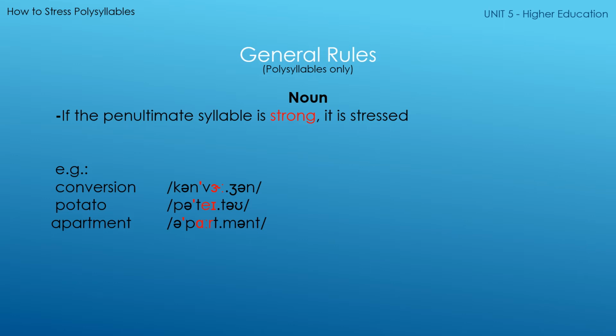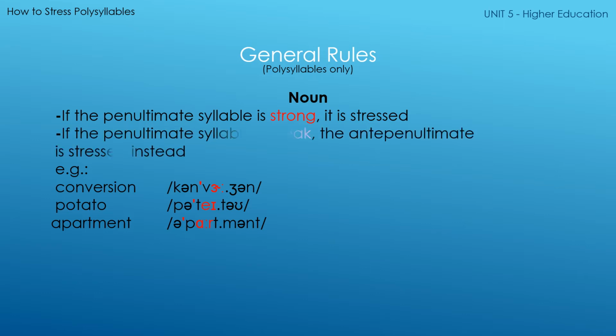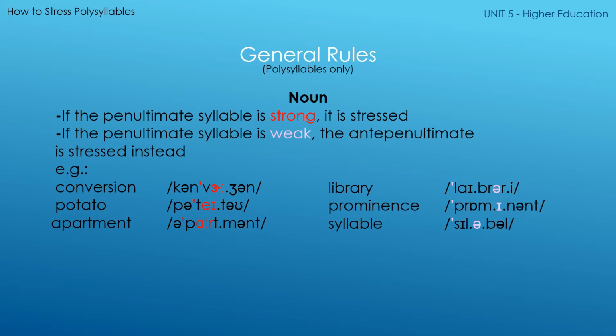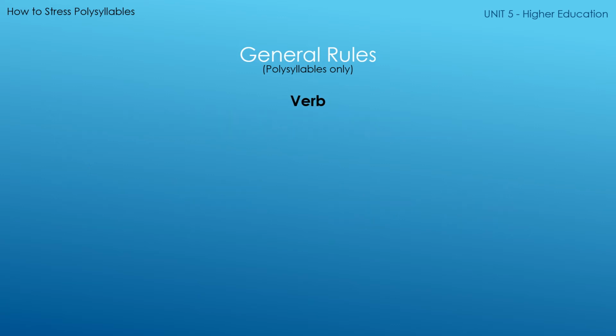In the meantime, if the penultimate syllable is weak, the antepenultimate is stressed. For your information, an antepenultimate syllable is the third syllable from the last. For example, library, prominent. Now we move on to the verb part.